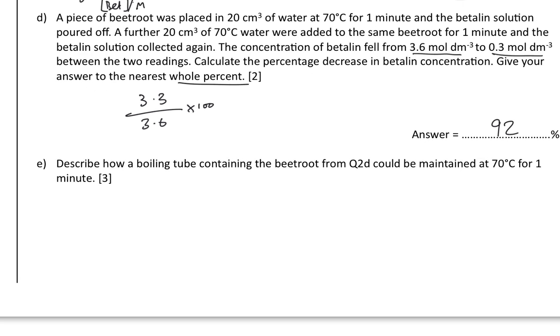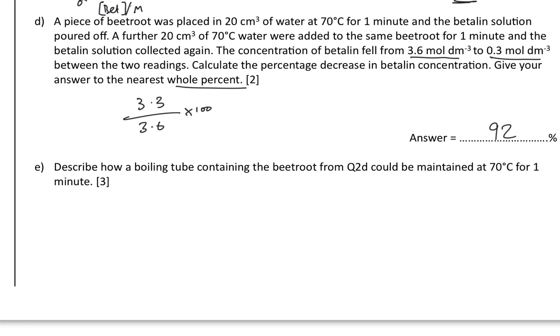And the good old question: how do you describe how a boiling tube containing the beetroot from question 2D will be maintained at 70 degrees C for 1 minute? It's quite a warm temperature, 70 degrees C. So this is where we need to be really clear about how you would actually do it. Don't just say use a thermometer and add hot water when you need to, you're going to get 0 for it. So there's 1 mark for your thermometer in the boiling tube with the beetroot, and it is checked.